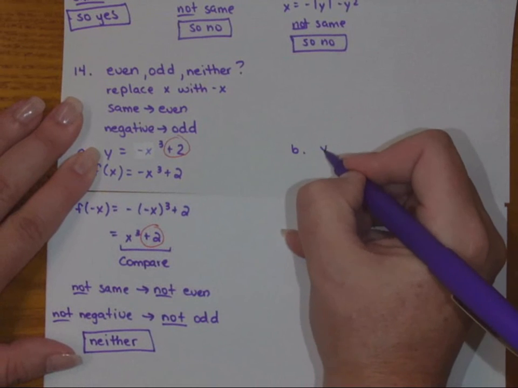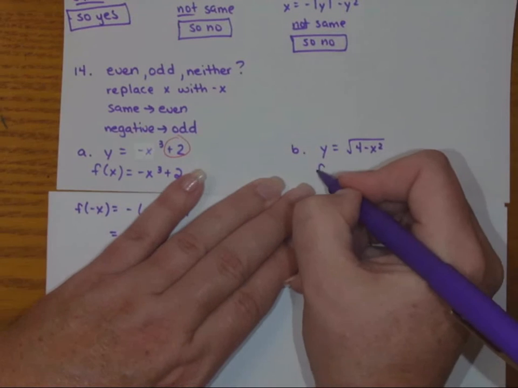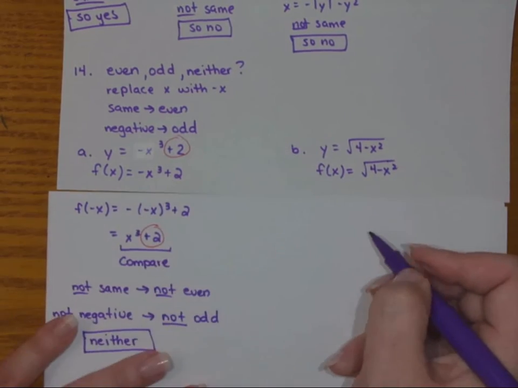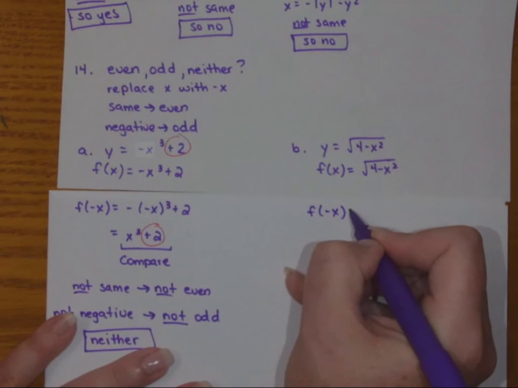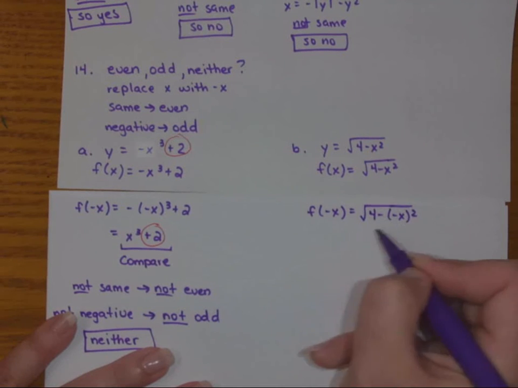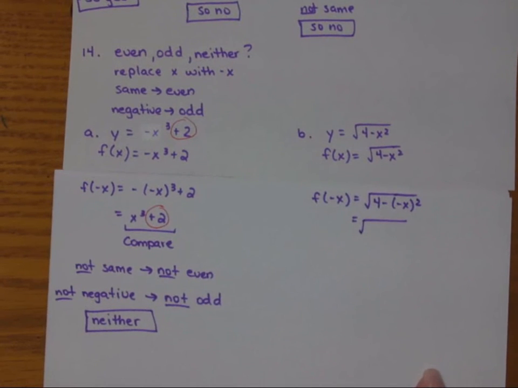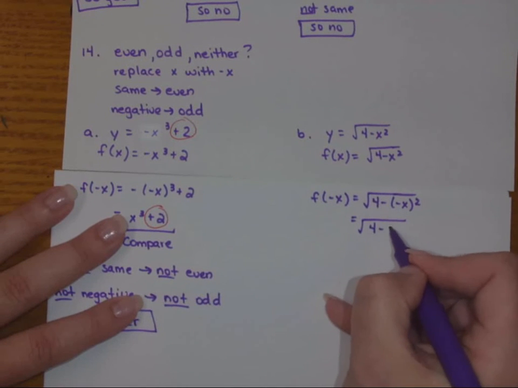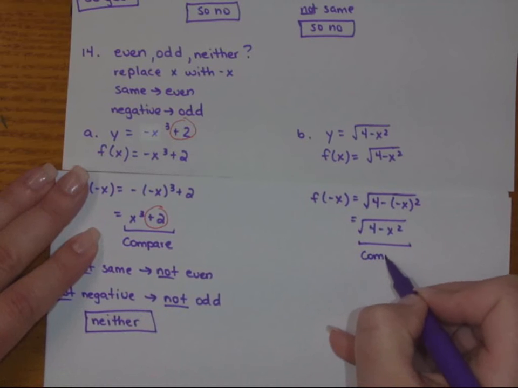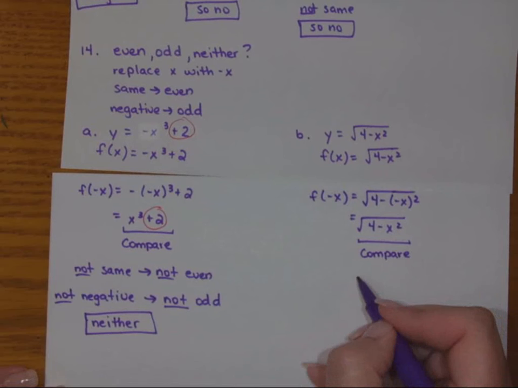B is y equals the square root of 4 minus x squared. So again, that means it's f of x equals the square root of 4 minus x squared. So we just write it in f of x notation. So I want to find f of negative x. So it's the square root of 4 minus negative x squared. So do the exponent first, right? Notice negative x times itself is positive x squared, so this would be 4 minus x squared, okay? And then you compare it. Okay, and notice it is the same, so it's even.